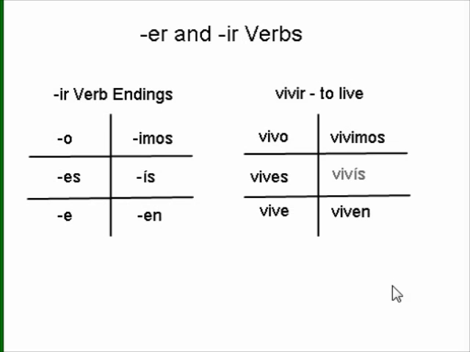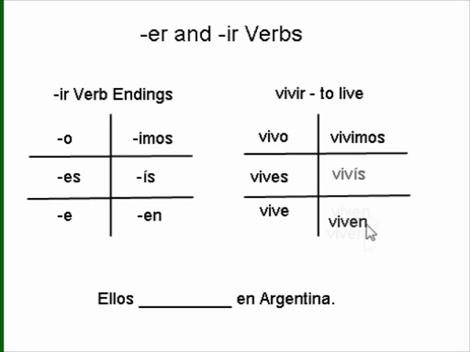That would give us yo vivo, tú vives, él vive, nosotros vivimos, vosotros vivís, ellos, ellas, or ustedes viven. Again, remember, the vosotros form is only used in Spain. Let's look at a sample sentence using the verb vivir. Ellos blank in Argentina. Ellos, we can tell, is plural because it ends with an S. It means they. It's going to be on the plural side of our chart here. And ellos is third person, so we need the plural third person form of the verb. Ellos viven en Argentina.